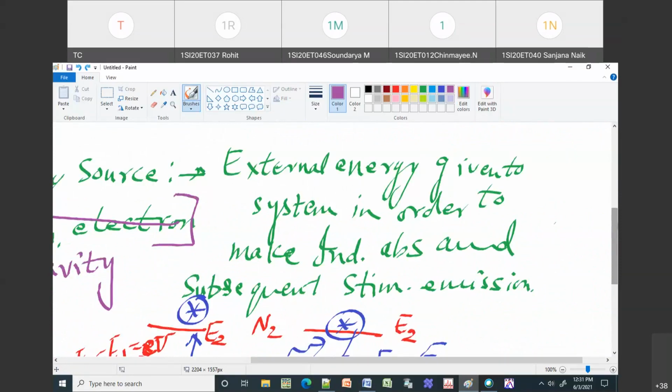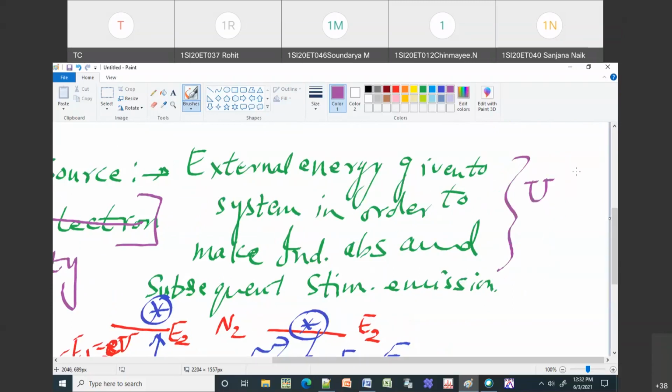Okay, so these are your second one. Okay, external energy. This actually represents your u of nu. So this has to be very, very large. Only when your u of nu is large can you expect more stimulated emission compared to the induced absorption. So you can also just write it as u of nu.